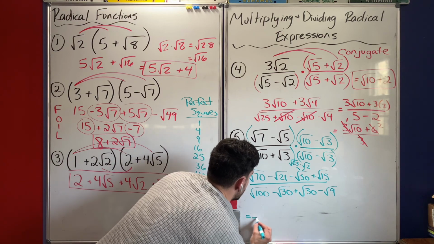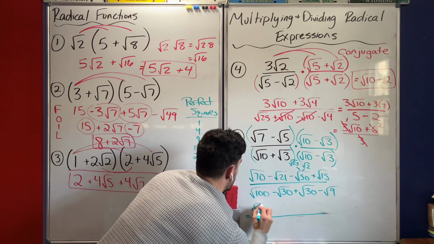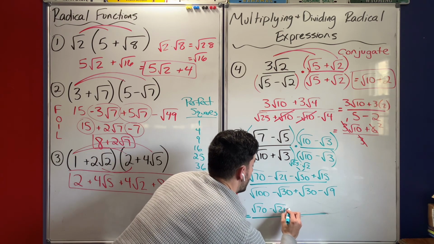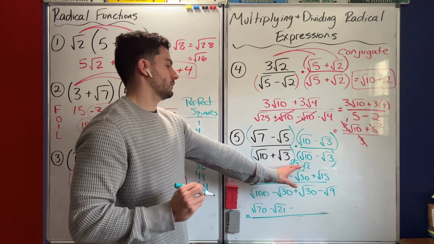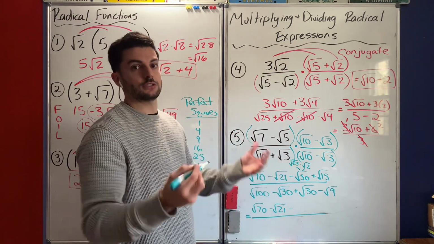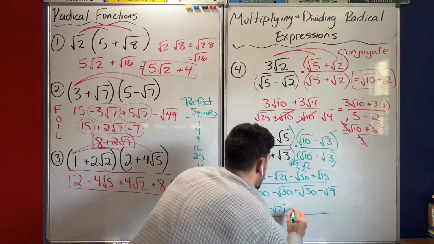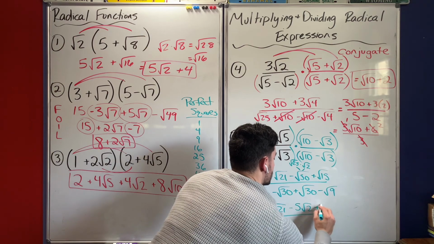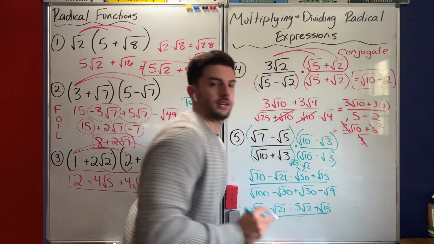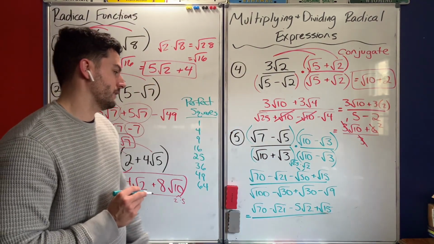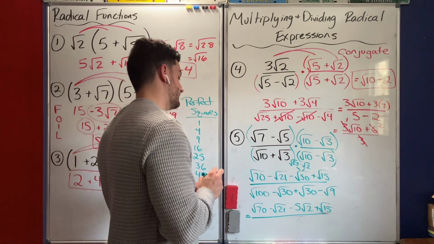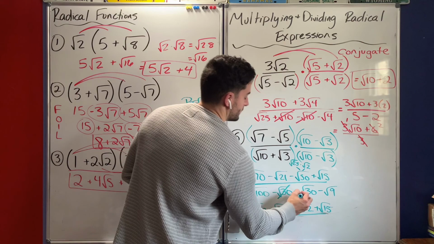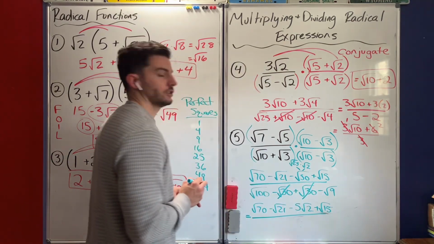So on the top, same thing. It's just going to be square root of 70 minus square root of 21 minus, and again, if I took the square root of 25, I would get just 5, right? So I would write minus 5 square roots of 2 and then plus the square root of 15. Okay, so not a whole lot changes on the top. Okay, but on the bottom, a lot's going to cancel, which is great. Again, the negative square root of 30 and positive square root of 30 cancel.